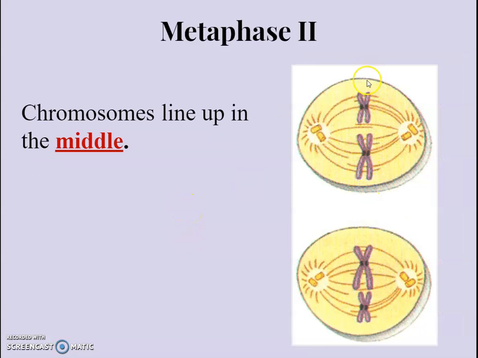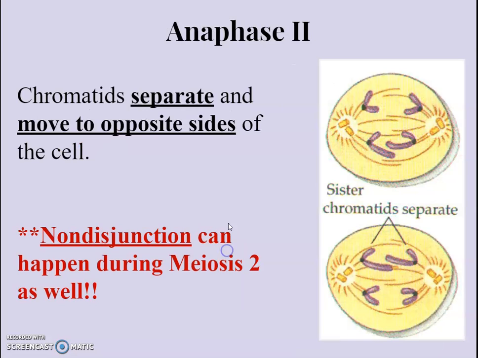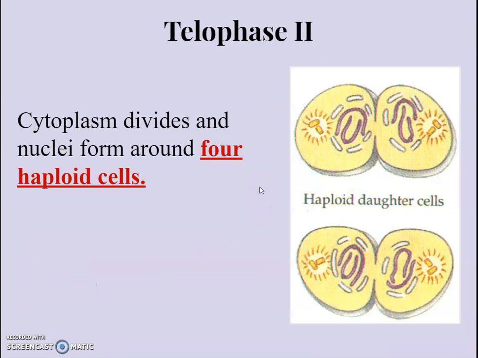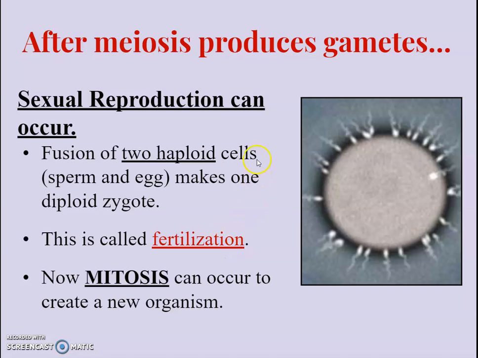Metaphase 2, they line up in the middle. Anaphase 2, you're going to end up separating those sister chromatids to opposite sides of the cell. Once again, non-disjunction can happen here too. And then telophase 2 is where the cytoplasm starts to divide, and then you end up with 4 haploid cells with half of the DNA as the original cell.